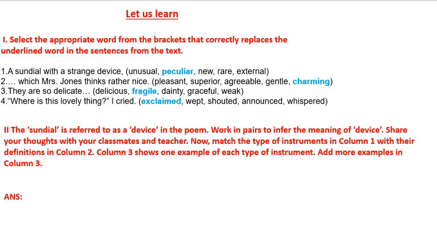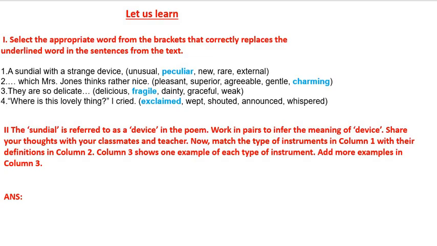Let us learn. Select the appropriate word from the brackets that correctly replaces the underlined word in the sentences from the text. A sundial with a strange device. The answer will be peculiar. Which Mrs. Jones thinks rather nice, charming. They are so delicate, fragile. Where is this lovely thing? I cried, exclaimed.